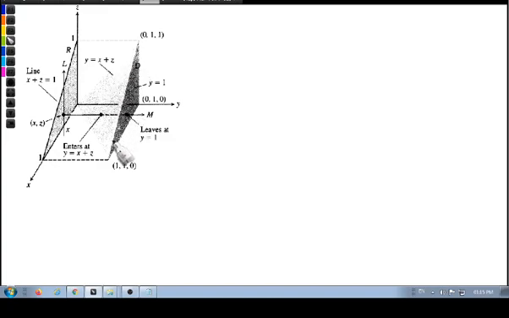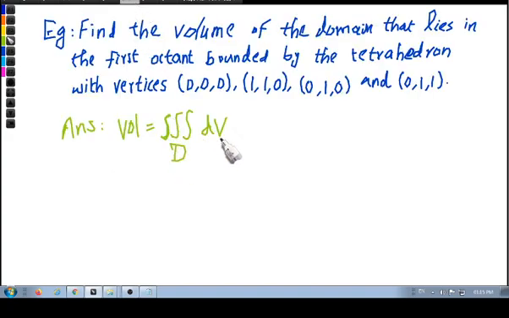So the volume of the tetrahedron is what we have to find out. Volume is equal to the triple integral over D of dV, where the integrand is equal to 1. Now to evaluate this integral we use Fubini's theorem. We first project this tetrahedron onto the xz plane. This is the shadow region. That means essentially you are performing integration with respect to y first.